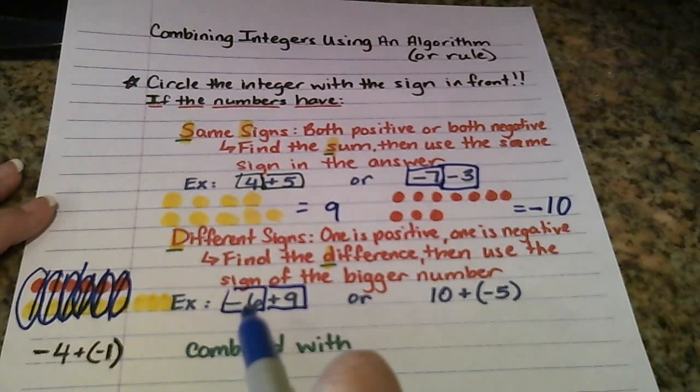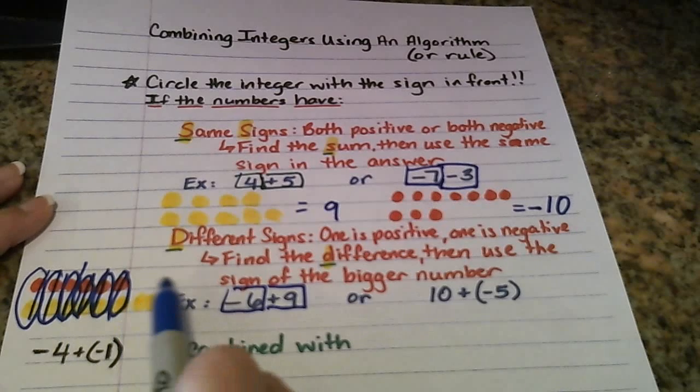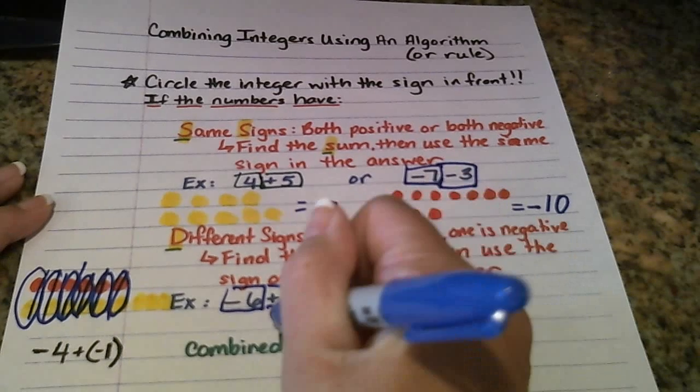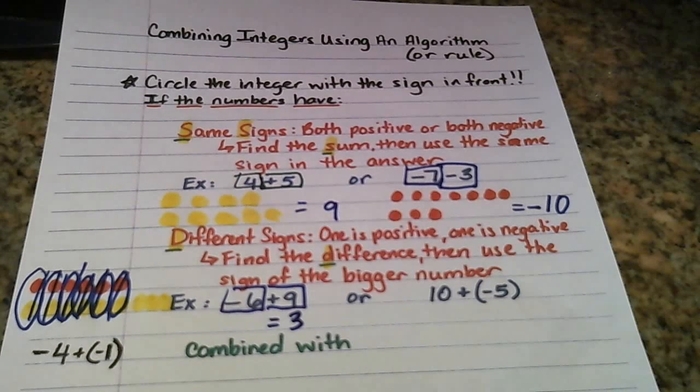So again, these 6 negatives are going to be canceling out 6 of the positives. And then after that happens, I have 3 positives left over. So negative 6 combined with a positive 9, you can take the difference between those numbers. The difference between 6 and 9 is 3, and then 9 is the bigger number here, and it's positive, so my answer is going to be positive.